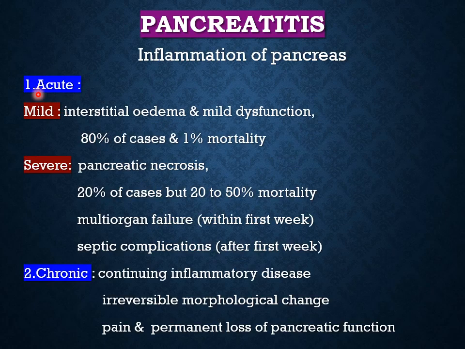Now we come to pancreatitis. Pancreatitis is inflammation of the pancreas. Generally there are two types of pancreatitis, acute and chronic. Acute pancreatitis is an acute onset and severe. It tends to be either mild or severe. This is due to the severity of the inflammatory process.